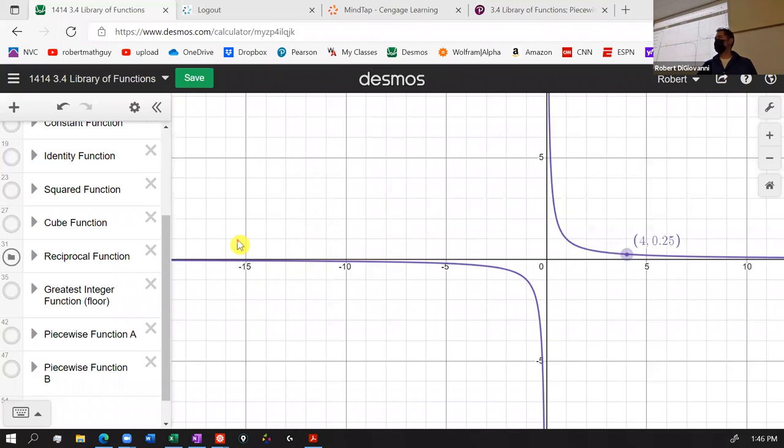Now, any computer science majors? Yeah, okay, so the next function is an important function. It's called the greatest integer function, or in computer science, it's called the floor function. And for a lot of people, this is the first time they've ever seen a function like this.